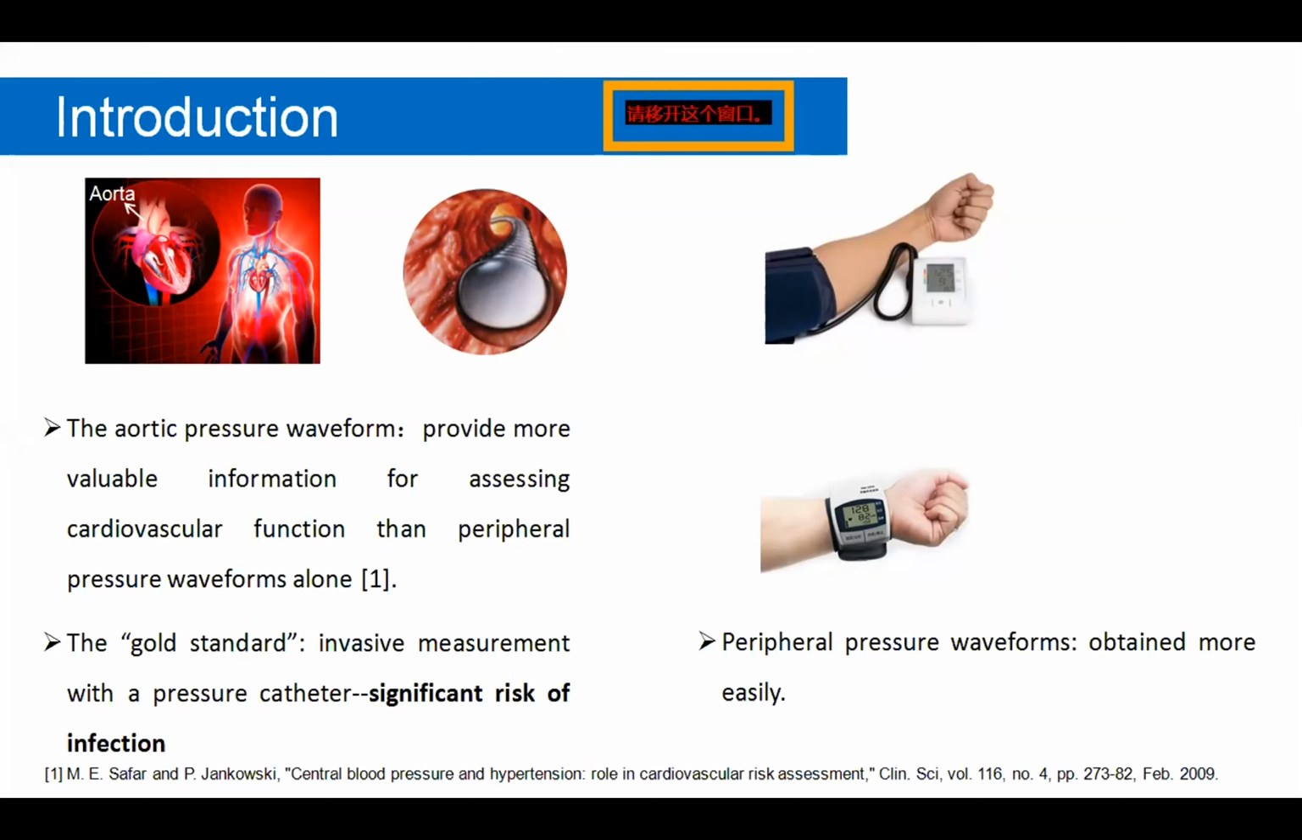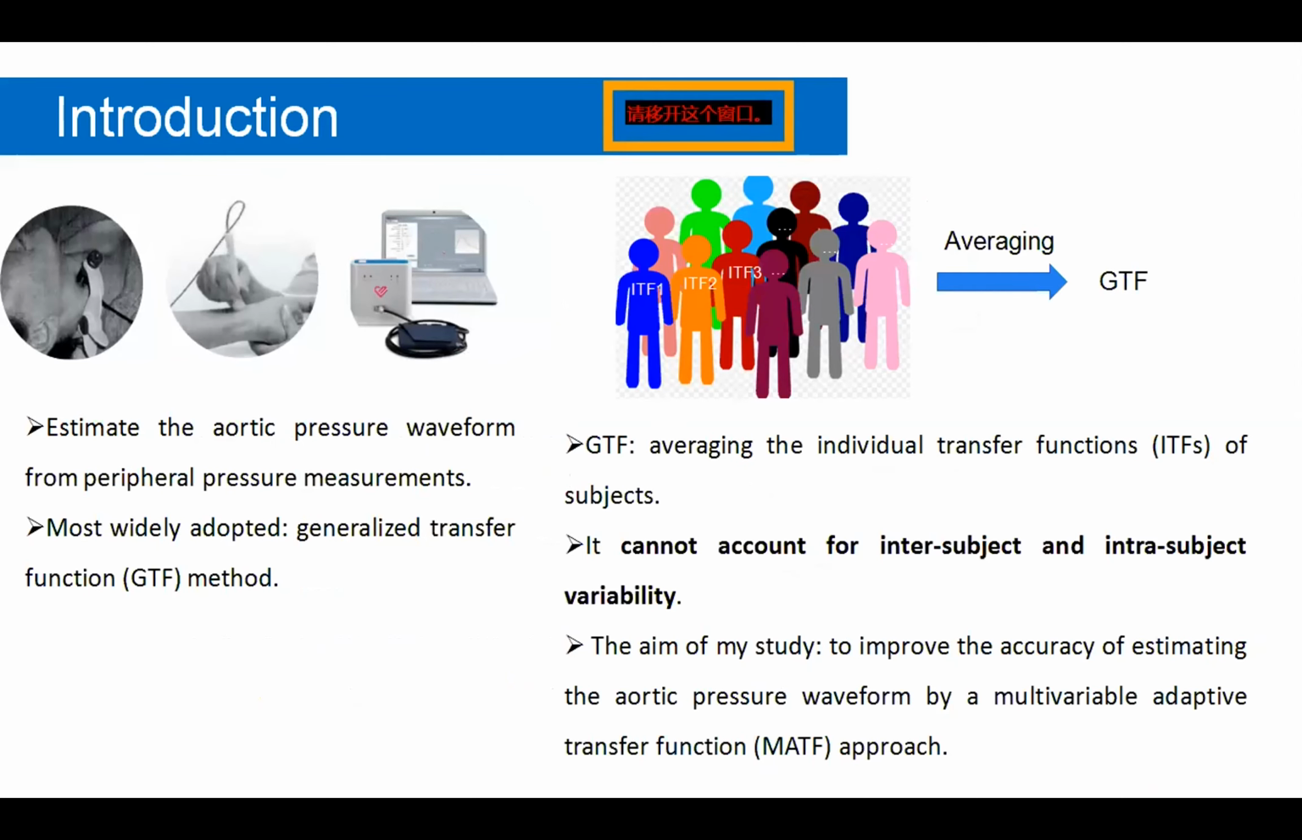The aortic pressure waveform has been proved to provide more valuable information for assessing cardiovascular function than peripheral pressure waveforms alone. Invasive measurement with a pressure catheter is the gold standard to measure the aortic pressure, but this carries significant risk of infection. In contrast, peripheral pressure waveforms can be obtained non-invasively. Thus, many researchers proposed various methods for estimating the aortic pressure waveforms from peripheral pressure measurements.